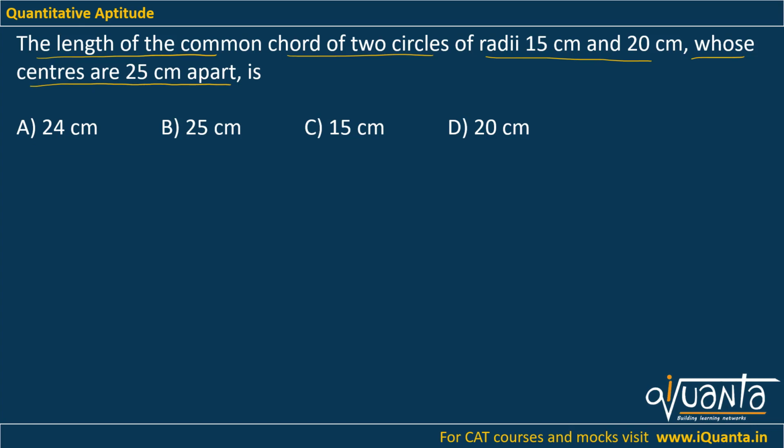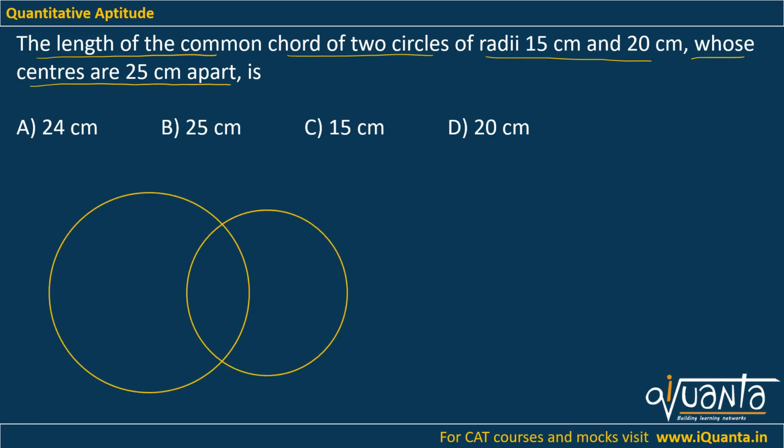So we are talking about two circles of radii 15 and 20 cm. Let me draw those two circles. One will be the bigger circle, the next one would be the smaller circle. Why have I drawn them like this? Because they have a common chord, so they will have to intersect. So where will the common chord be? It will be from this point A to this point B. This will be our common chord.